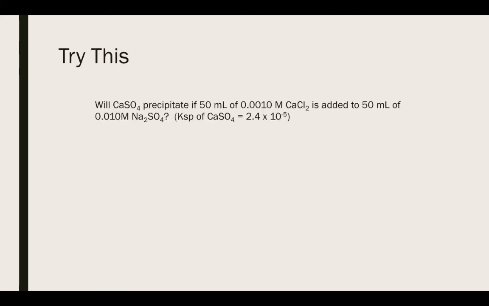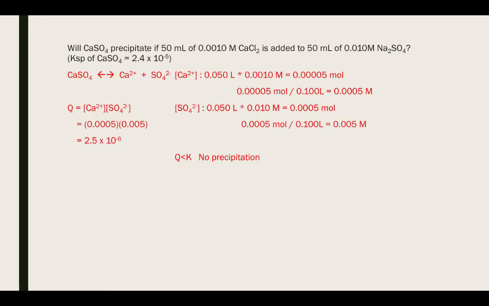Here's an example to try on your own. Pause the video here, and when you come back, I'll reveal the answer. Welcome back. Here's what you should have gotten. In this case, Q turned out to be less than K. Therefore, no precipitation will occur.